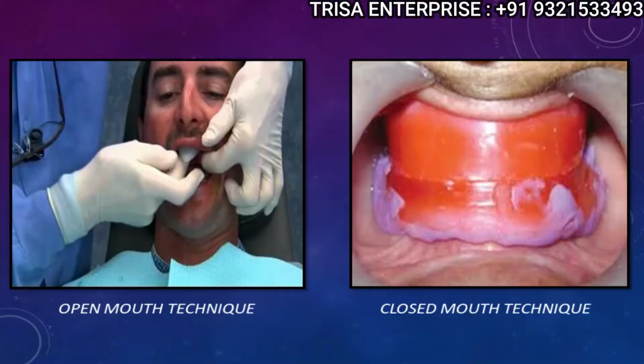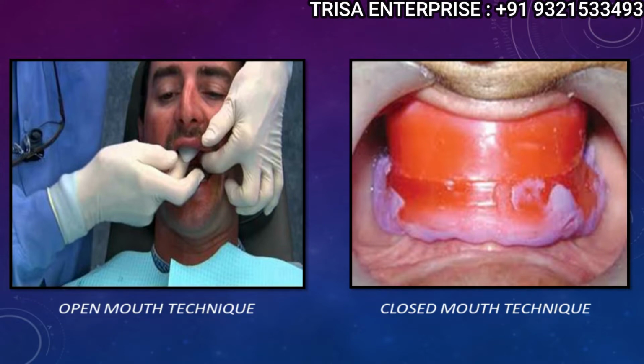Now we have another two techniques wherein it is dependent on whether the patient's mouth is open or closed while making the impression. Most of the dentists these days go ahead with the open mouth technique. So here what we do is we place a tray in the patient's mouth and manipulate the tissue so as to record the borders. Next is the closed mouth technique.